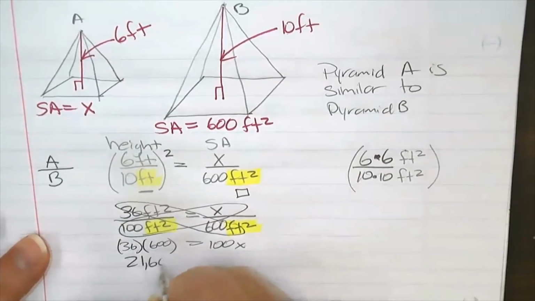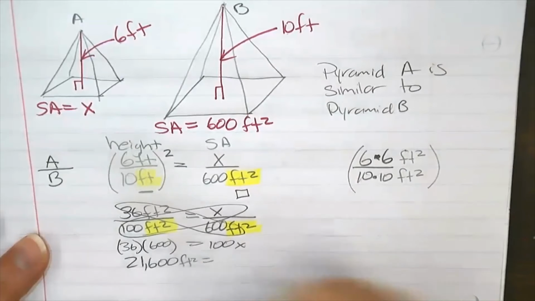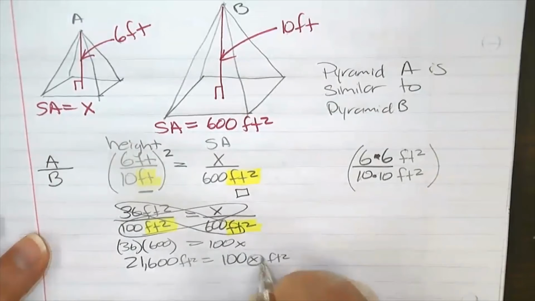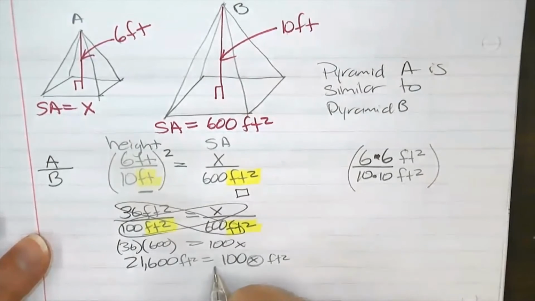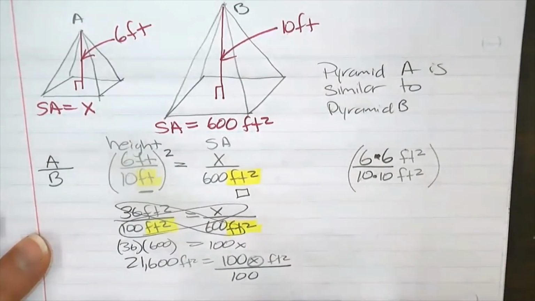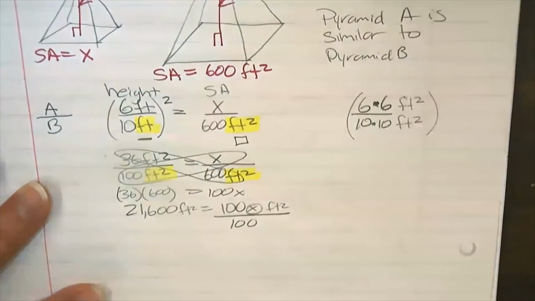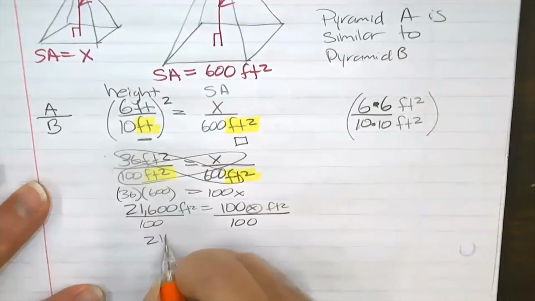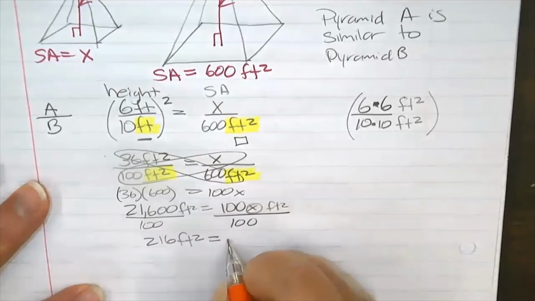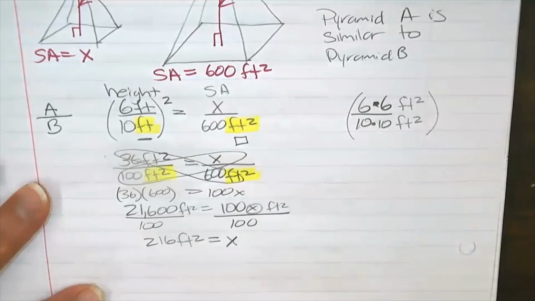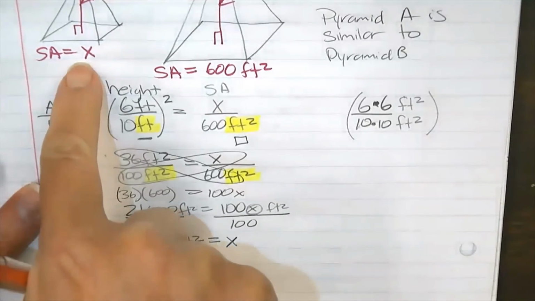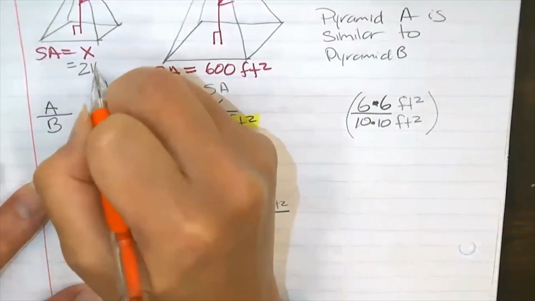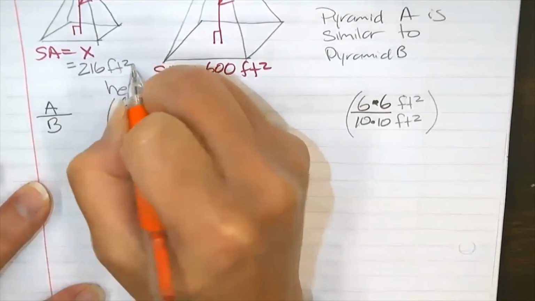So 21,600 feet squared is equal to 100x feet squared. I want to isolate my variable. So I'm going to divide this side by 100. What I do to one side, I must do to the other. So 216 feet squared is equal to x. So the surface area of pyramid A is equal to 216 feet squared.